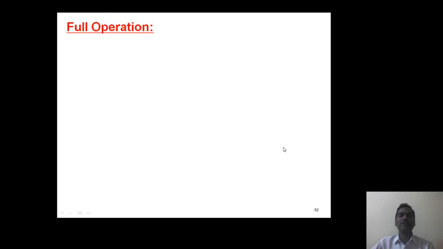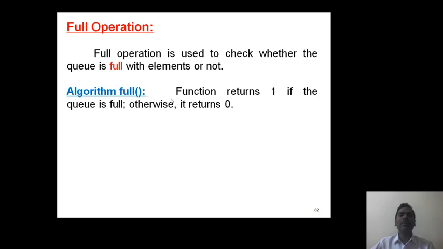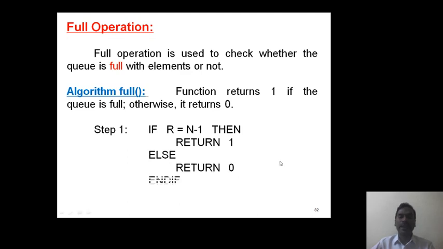Next operation, full operation. Full operation is used to check whether the queue is full or not. Algorithm full. The function returns 1 if the queue is full, otherwise it returns 0. Implementation: if R = n-1, then return 1, else return 0. End if.